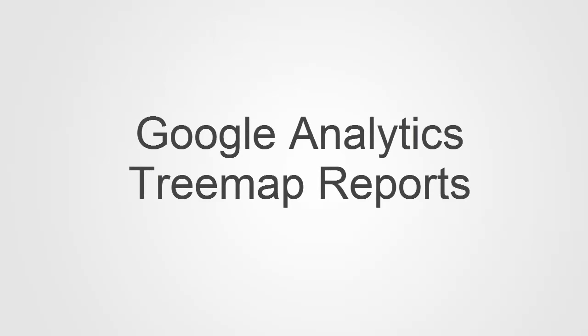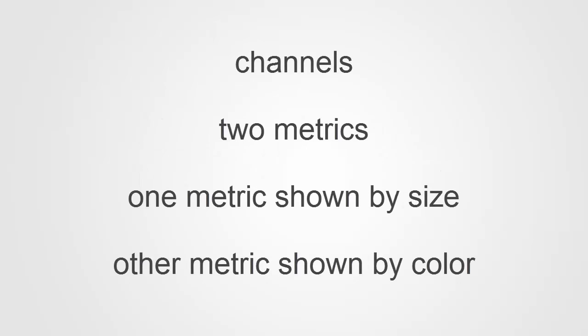We are going to look at a report that is pretty new in Google Analytics, Treemaps. The Treemaps reports are very useful for comparing two metrics for our traffic sources. So for each traffic source, we are going to be able to show one metric by size.